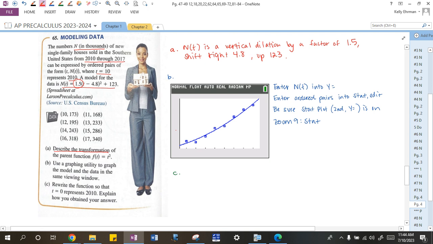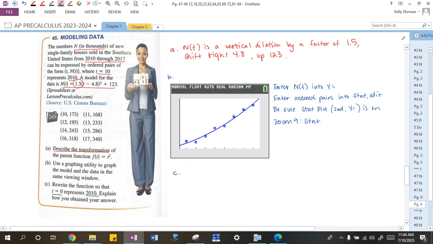So I've got a screenshot here. I put some notes here on the key. You can pause this if you need to, or go back and watch how I did it. And then part C says, rewrite the function so that t equals 0 represents 2010. Explain how you obtained your answer.